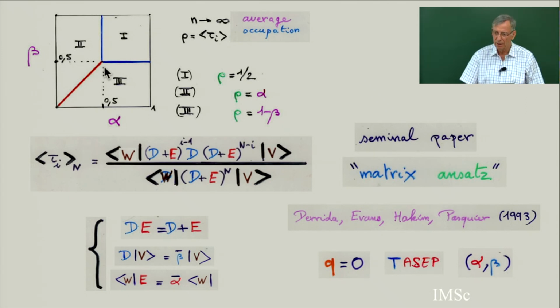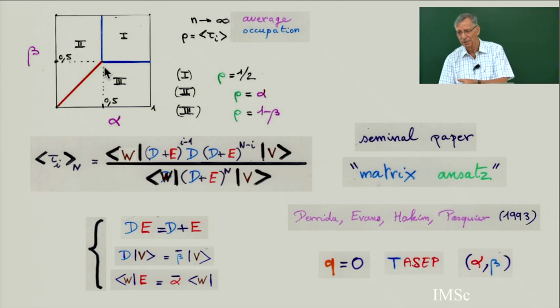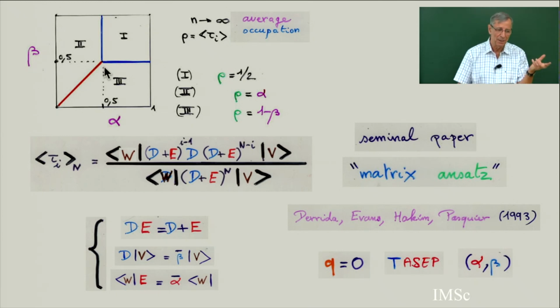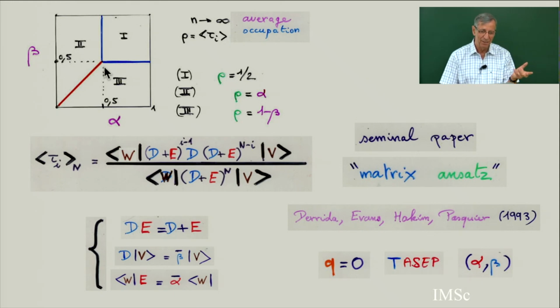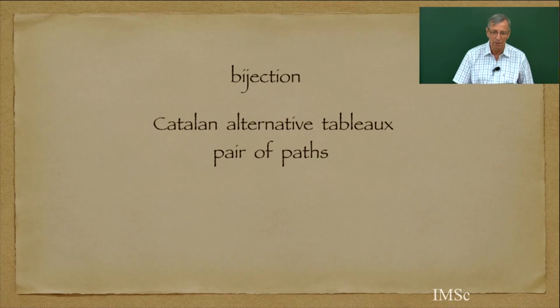Okay, so now I am going to go to the second part of the relationship between TASEP and Catalan alternative tableaux. If you remember, there was an interpretation. The first combinatorial paper was with Zeilberger and Shapiro, and they gave an interpretation of the stationary probability for alpha equal beta equal 1 in terms of paths, of pairs of paths. So I need the bijection to go back and prove the result. I need the bijection between Catalan alternative tableaux and a pair of paths.